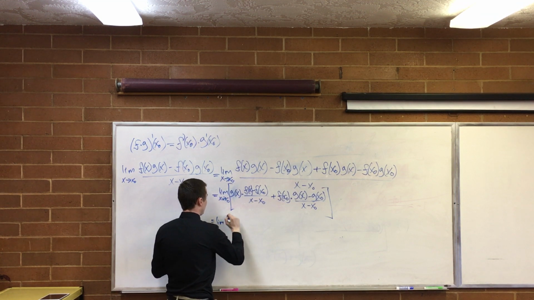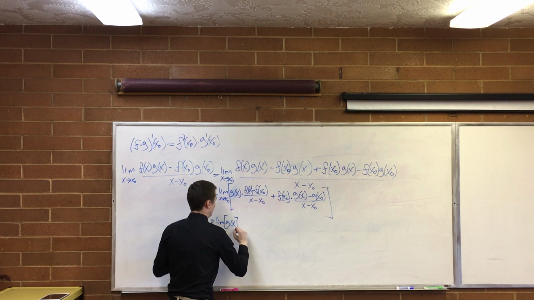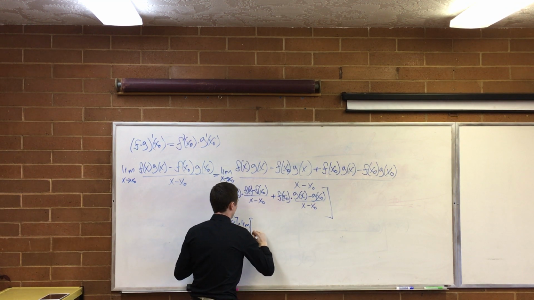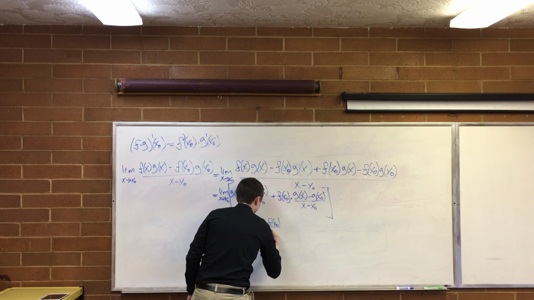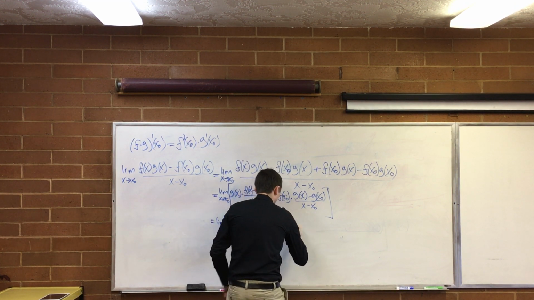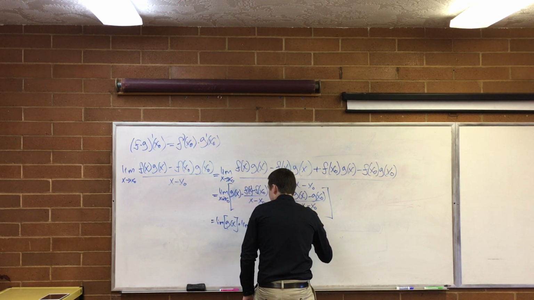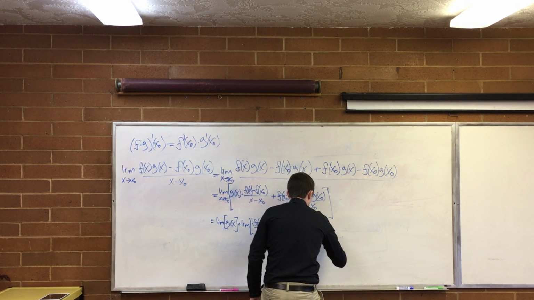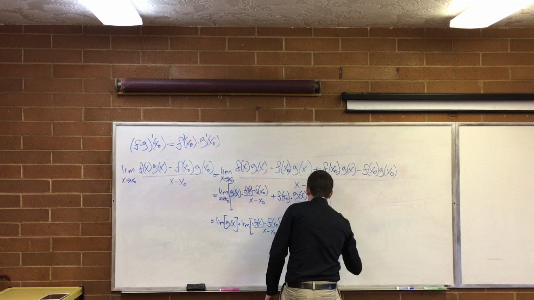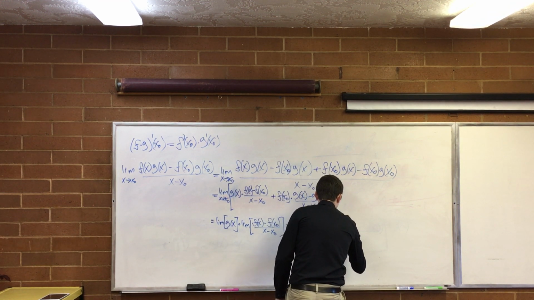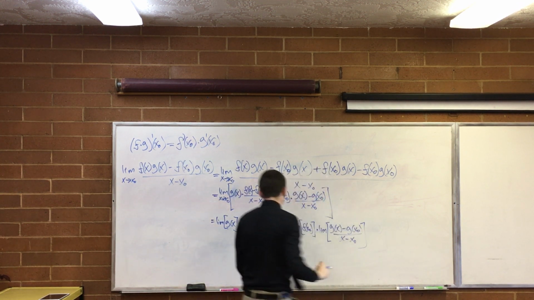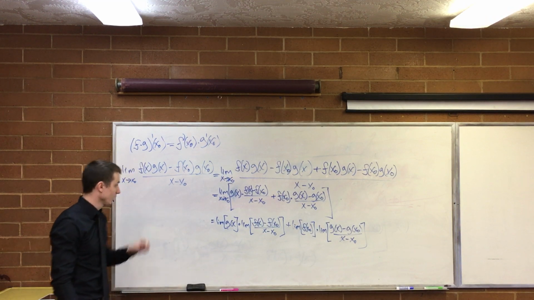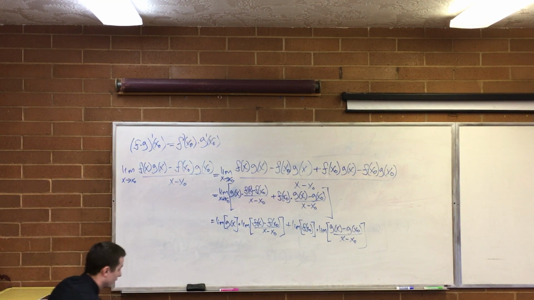So we're doing the limit of g of x times the limit of f of x minus f of x naught over x minus x naught, plus the limit of f of x naught times the limit of g of x minus g of x naught over x minus x naught. Okay, you good with all those limits? The limit of the sum is the sum of the limits, and the limit of the quotient is the quotient of the limits, and the limit of a product is the product of limits.